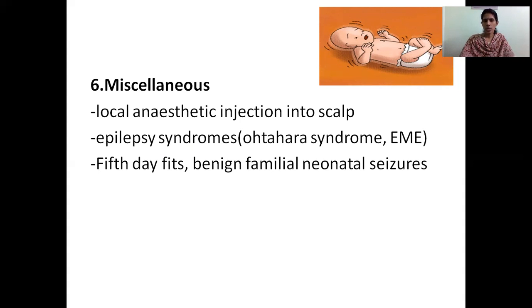Main cause is hypoxic ischemic encephalopathy. Second is intracranial hemorrhage, of which term and preterm babies have two groups of hemorrhages. Third is metabolic conditions: hypoglycemia, hypocalcemia, hyponatremia, hypomagnesemia, or IEMs and pyridoxine deficiency. Fourth is infections, late onset sepsis or intrauterine infection. Fifth is cerebral dysgenesis or the malformations. Sixth is miscellaneous conditions. Thank you.